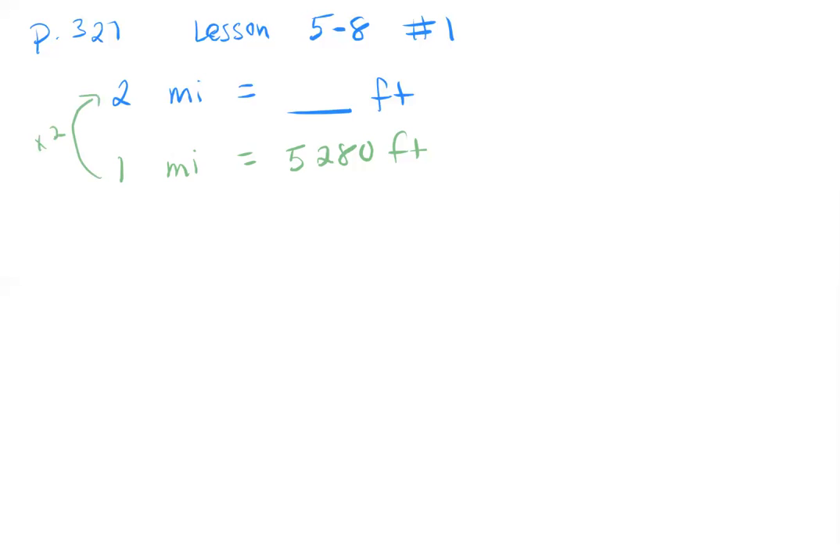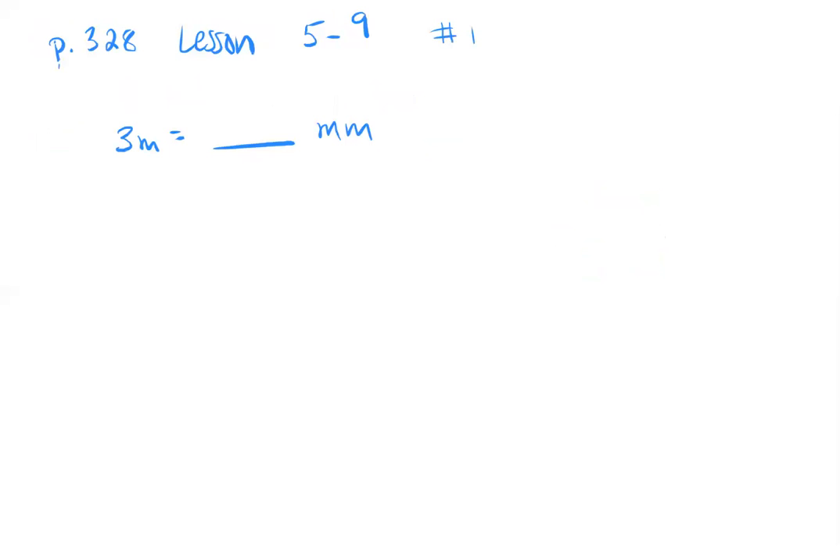So now to figure out how many feet would be in 2 miles, well, 1 times 2 gets me 2. So let's do 5,280 times 2, which 0 times 2 is 0. 2 times 8 gets me 16. 2 times 2 is 4, plus 1 is 5, and then 2 times 5 is 10. So there is my answer. 2 miles is going to have 10,560 feet. Easy enough. All right, last example we got, we're going to do metric now.